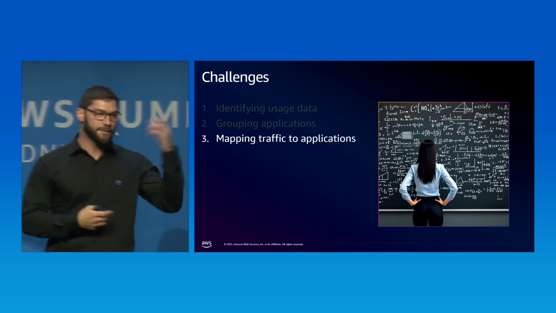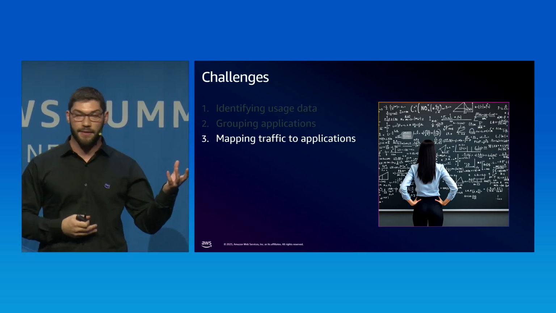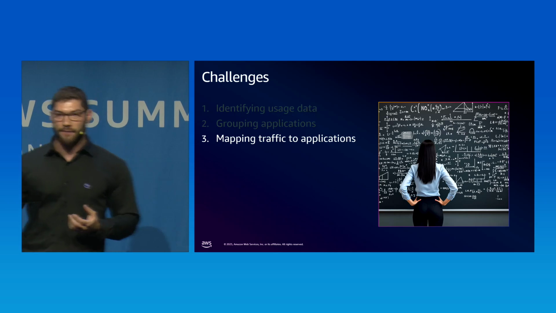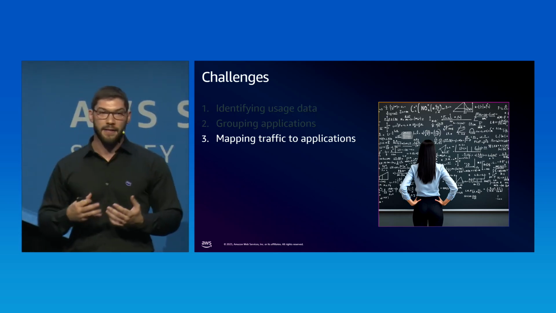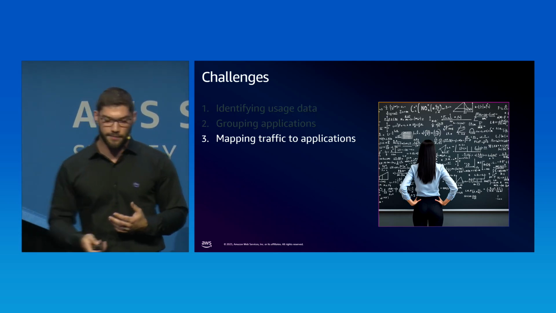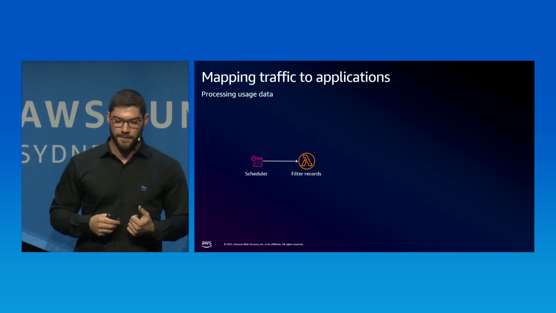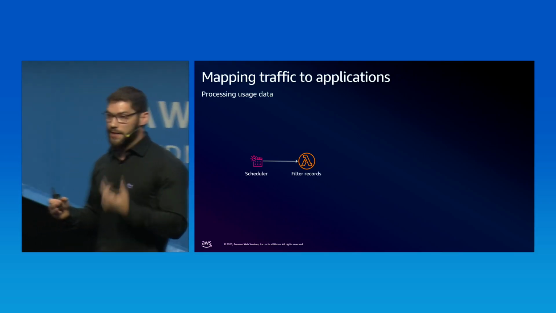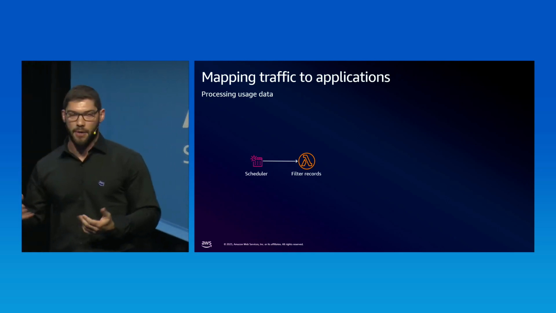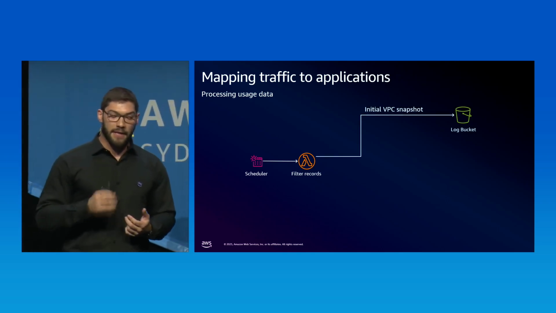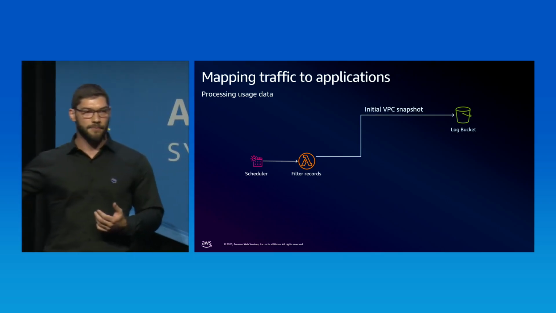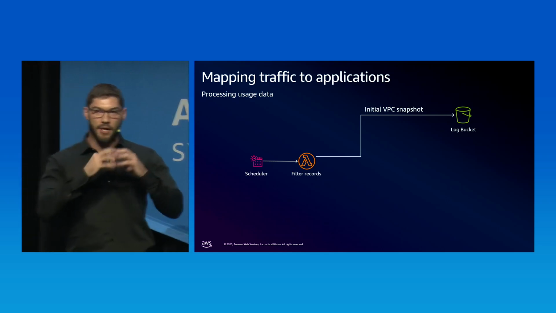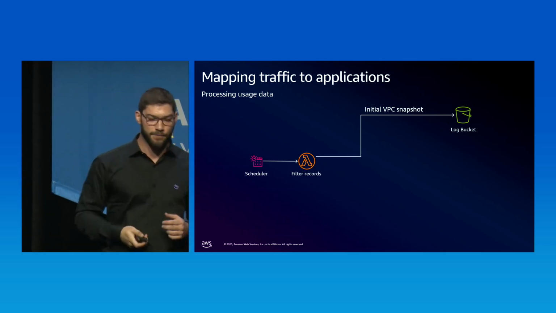So now we have the applications and the IP addresses that they're associated with, and we have the traffic. So we need to map those two together to actually get usage. The way that we did this was just using a single Lambda function, and it was on a schedule. We would run this every hour. That Lambda function would go get the initial snapshot from the S3 bucket, so that way we had the IP map from the start of the application.